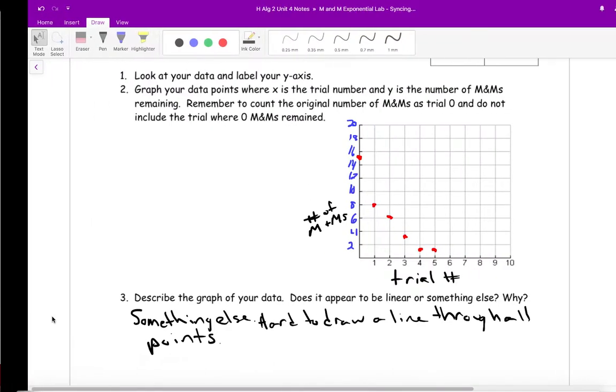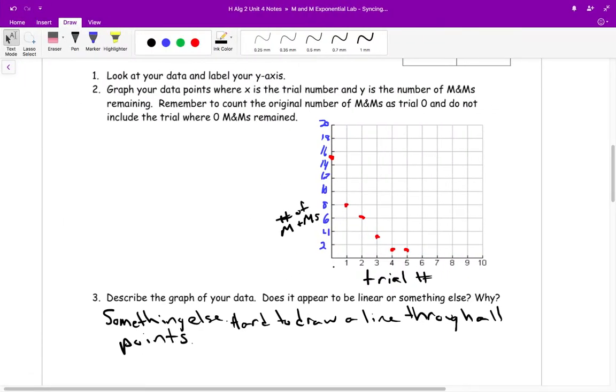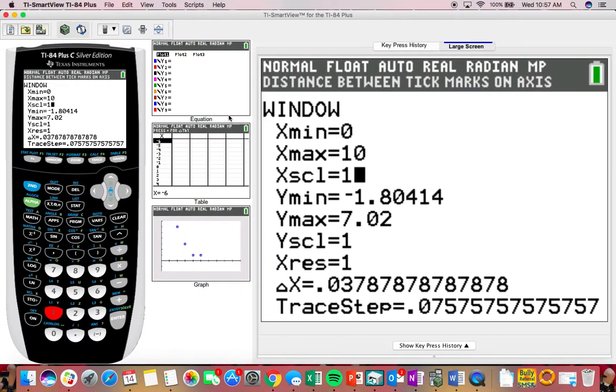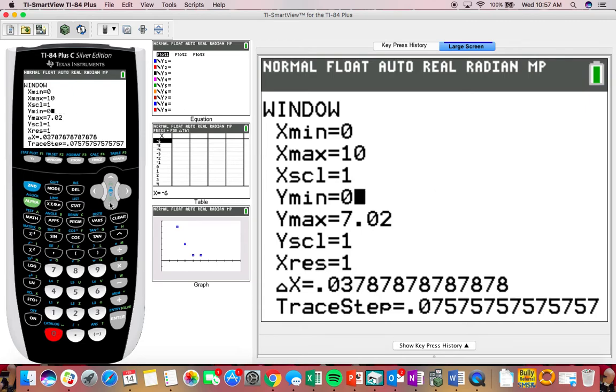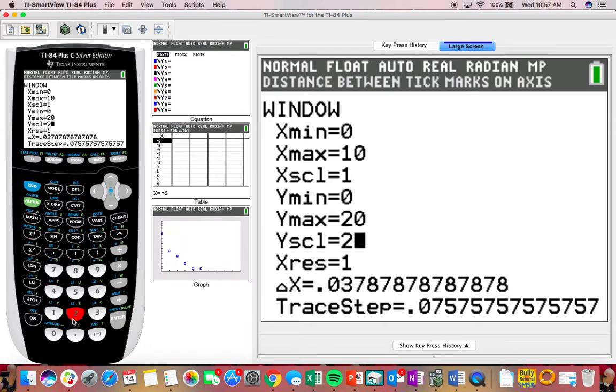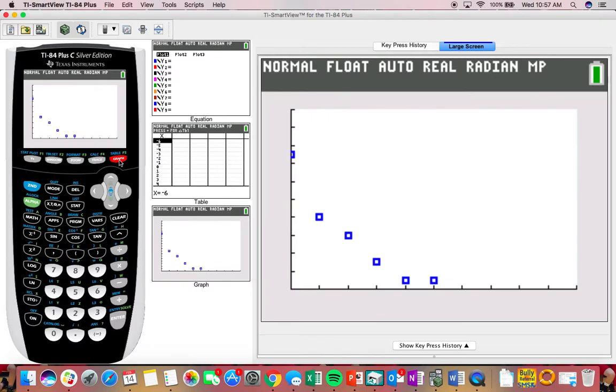And then for the y's, let's see. For my y values, we went from 0 up to 20, and we're counting by 2s. So my y minimum would be 0, my y maximum would be 20, and for my y scale I was counting by 2s. The rest of this, the x-res, the delta x, and trace step, you don't need to worry about. Yours might be different, so go by whatever you had. If your y values went from 0 to 10 and counted by 1s, just leave it like that. But let's go ahead and hit graph and see what it looks like.